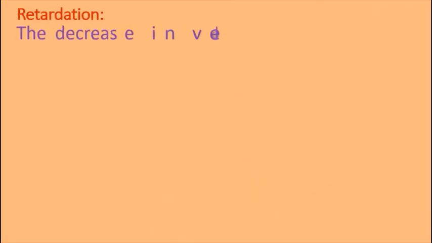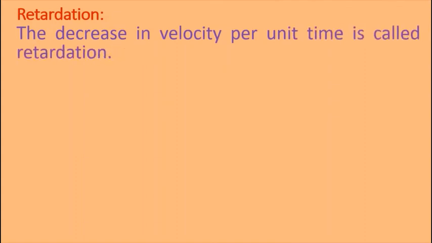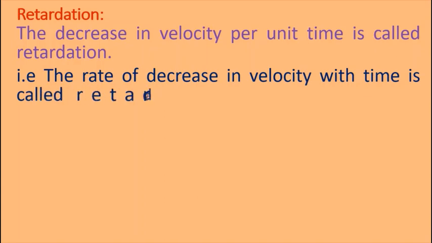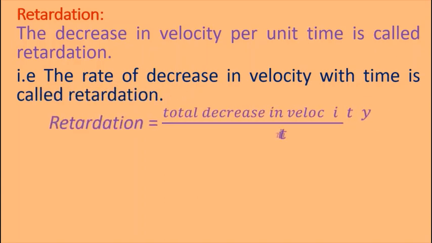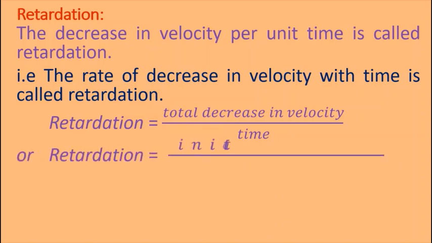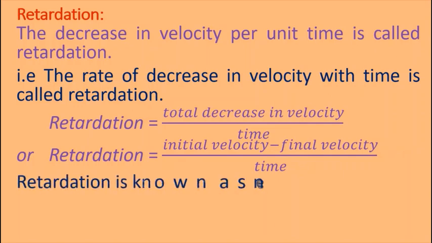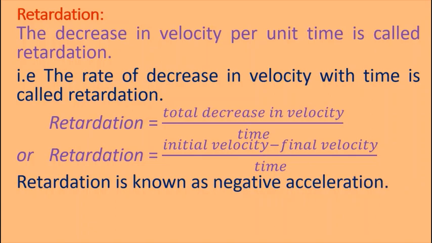Retardation. The decrease in velocity per unit time is called retardation. That is, the rate of decrease in velocity with time is called retardation. Retardation is equal to total decrease in velocity divided by time, or retardation is equal to initial velocity minus final velocity divided by time. Retardation is known as negative acceleration. Its unit is also meter per second square.